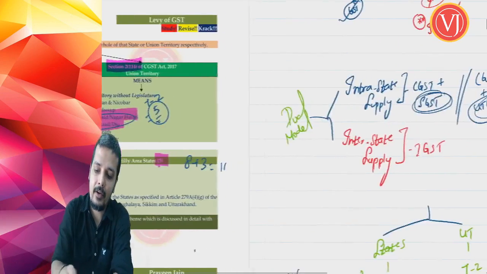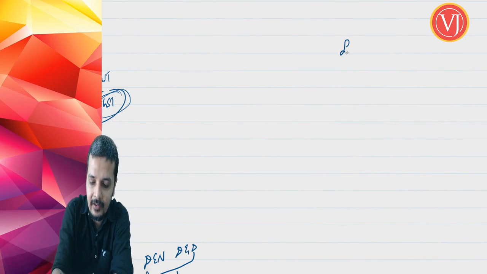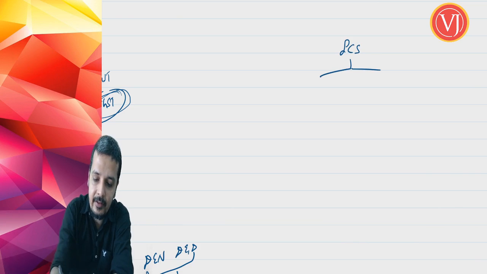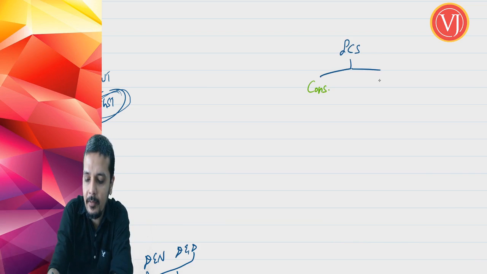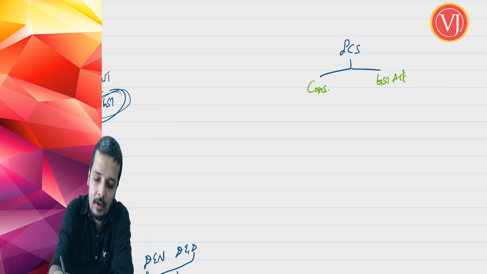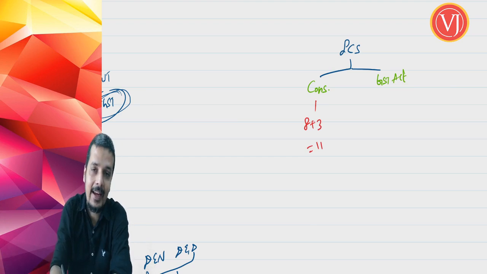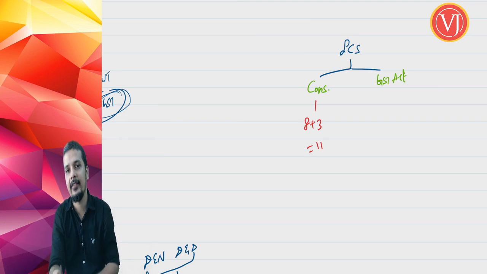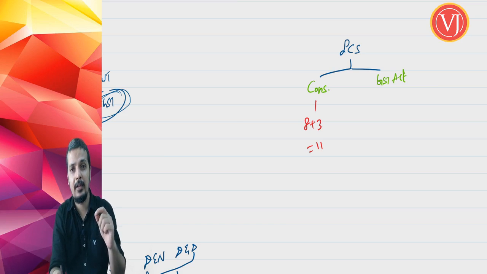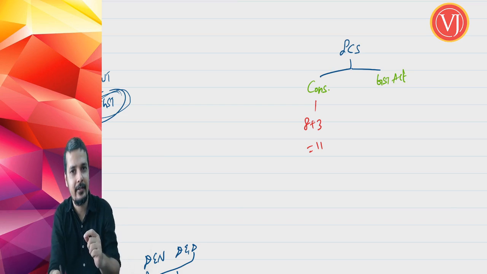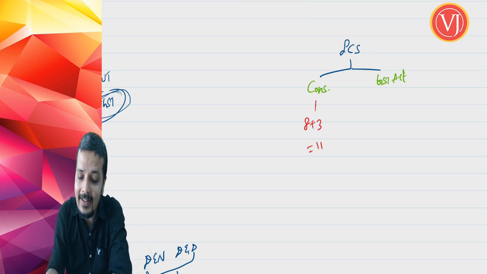Now understand that there are 2 ways to understand special category states: in terms of Constitution and in terms of GST Act. Special category states in terms of Constitution is 8 plus 3, that is 8 northeastern states and 3 hilly area states. We are talking about Assam, Arunachal Pradesh, Meghalaya, Mizoram, Manipur, Nagaland, Sikkim, Tripura, and 3 hilly area states, Himachal Pradesh, Uttarakhand and Jammu and Kashmir.